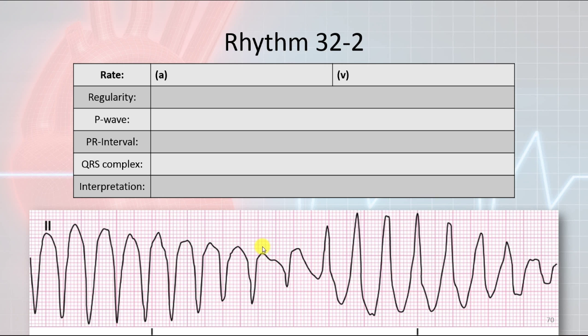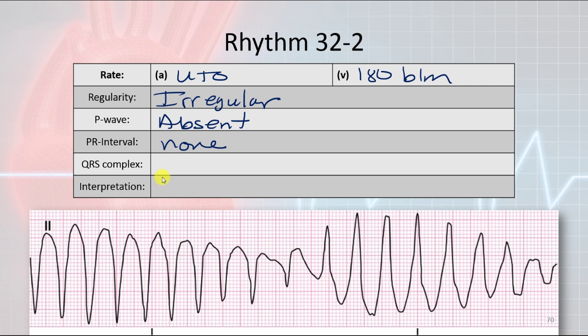In this one, this is a really good picture of a torsades. So we're going to say the atrial rate is unable to obtain. The ventricular rate is 180. Regularity is going to be irregular. P waves are absent. PR interval is none. QRS complexes, really hard to measure these. It really is. That looks like that might be right there to right there. That might be a good one. So I'm going to say maybe this one to this one. 0.16 second when we can identify it.